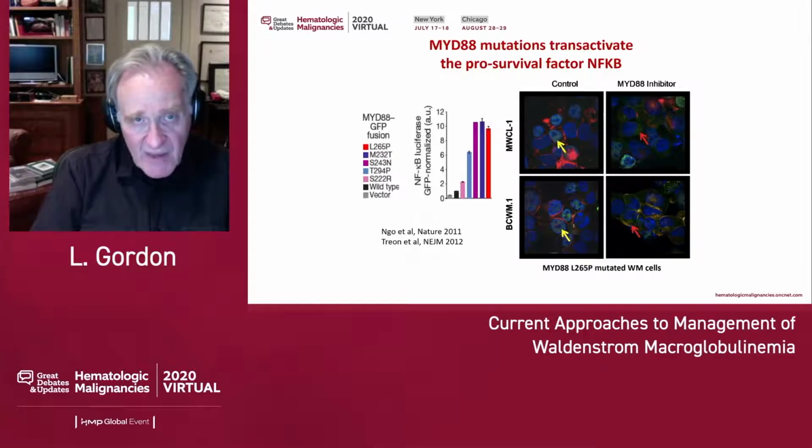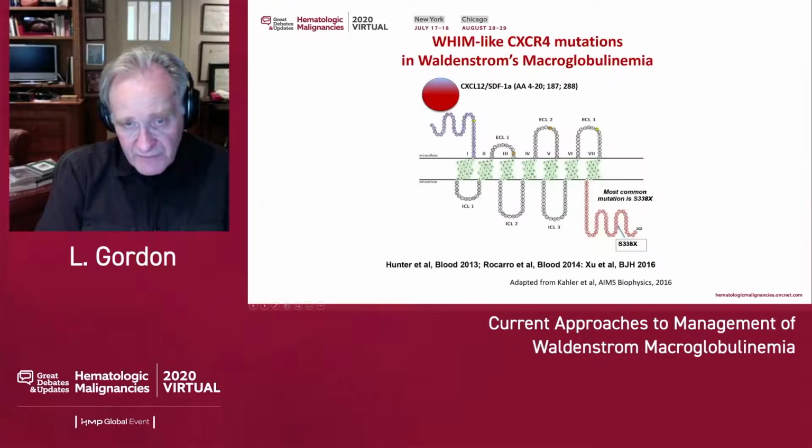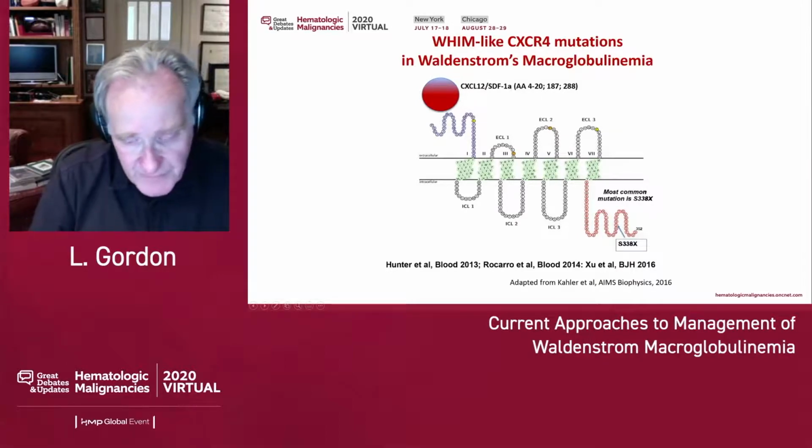And there are data that MYD88 mutations transactivate the pro-survival factor NF-kappa B, and that's shown in these data here by Steve Treon, presented in the New England Journal 2012, and in Nature by a group in 2011, that you get an increase in NF-kappa B luciferase after MYD88 mutation. So interesting data. Also, so-called WHIM-like CXCR4 mutations in Waldenstroms have been described, and they're probably also important. The most common mutation is the so-called S338X mutation that also drives tumor growth.